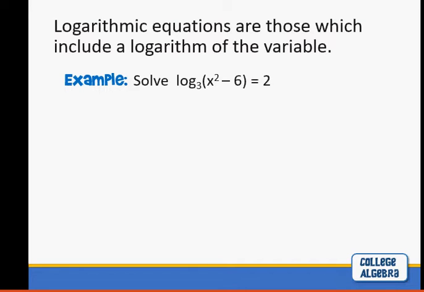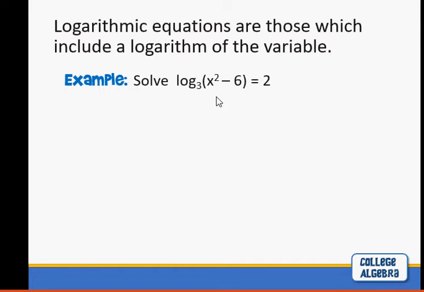Okay, now that we've looked at several types of exponential equations, we want to look next at what we call logarithmic equations. Now, we used logarithms to solve exponential equations, but in a logarithmic equation, there's already a log to start with in the problem. Like in this example, we're trying to solve for x, and it's inside of this log base 3.